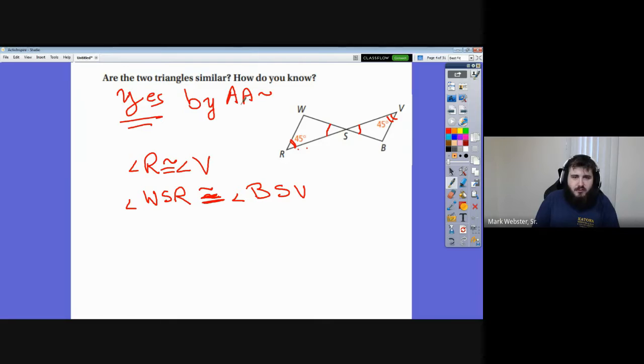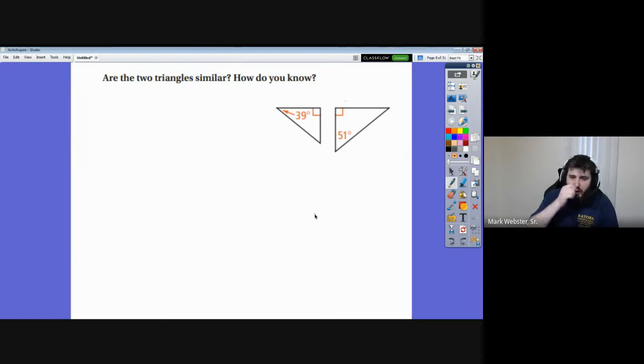So are they similar? Yes. By angle, angle, similarity. So that's this part. And then how do you know? That's this part. Okay? So, always be aware when they ask you a question to directly address what they ask you. All right? Give this one a try yourself. See if you can get it.